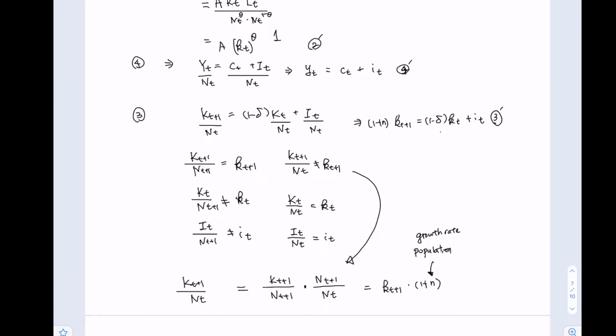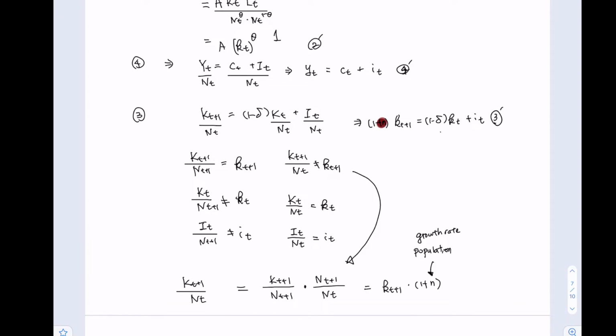How about the third equation? We said that the third equation tells us how capital evolves over time. When we divide both sides of the equation by N_t, we are going to have (1 plus n) multiplied by k_{t+1} equal (1 minus delta) k_t plus i_t. So the relationship of the law of motion still holds when we express everything in terms of per capita, in equation 3 prime. However, now you say, hey, wait a minute. Here, we do not have population growth. Therefore, n needs to be equal to 0. So we need to cross this term out.